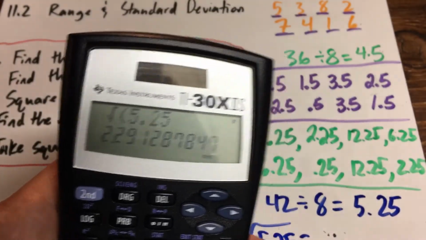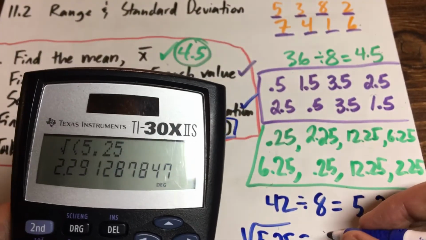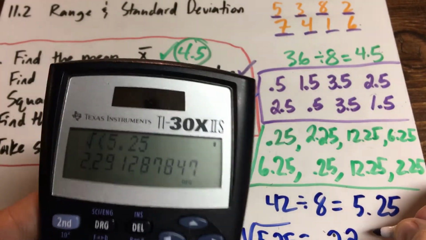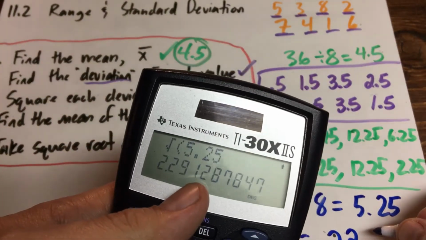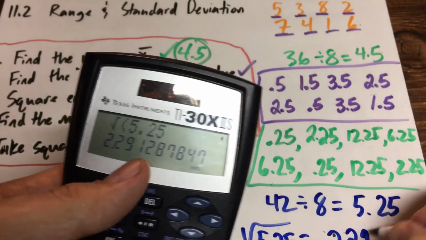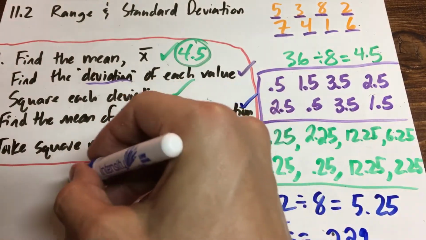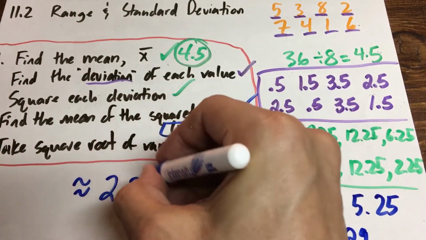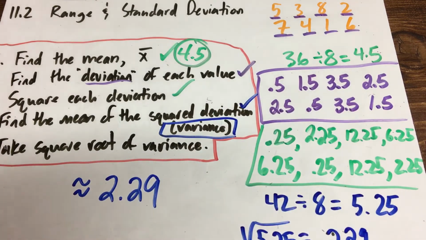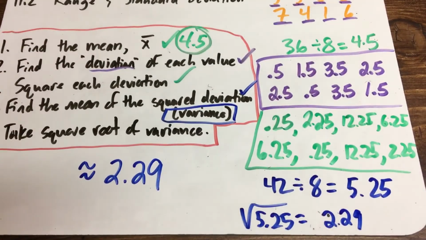Square root. Usually they want you to round to the nearest hundredth. So 2.291. So that 1 tells me to keep the 9 the same. 2.29. So this is going to be about equal to 2.29. Perfect. Scroll that up there where you can see it. So that is what you're going to need to do.